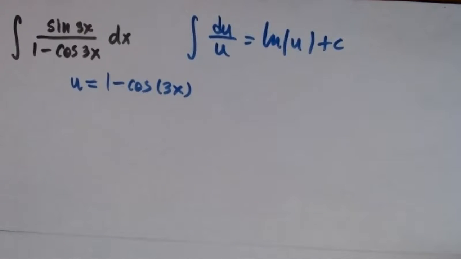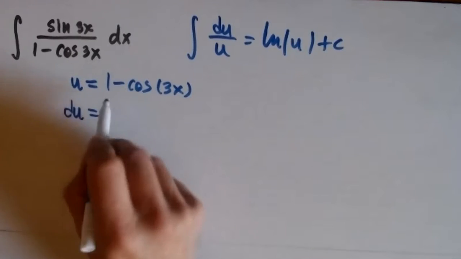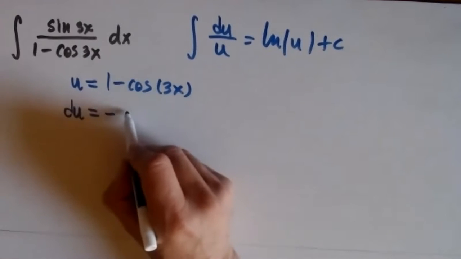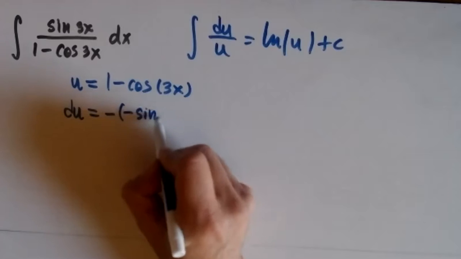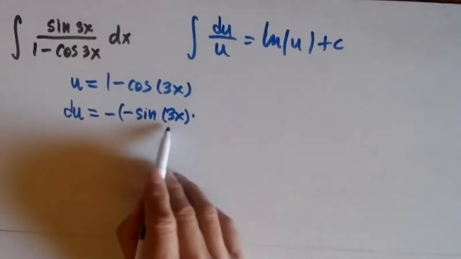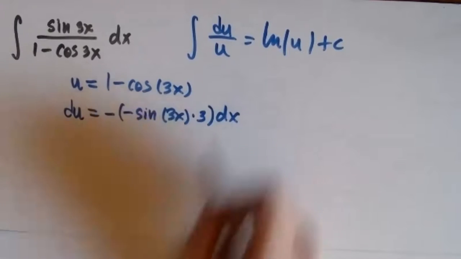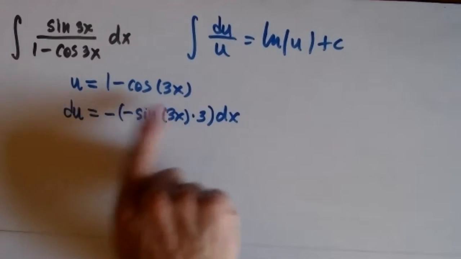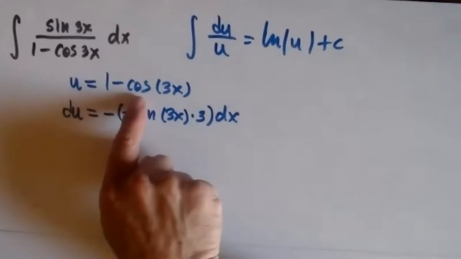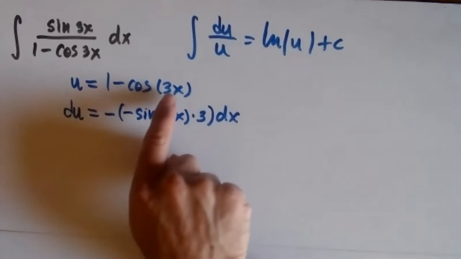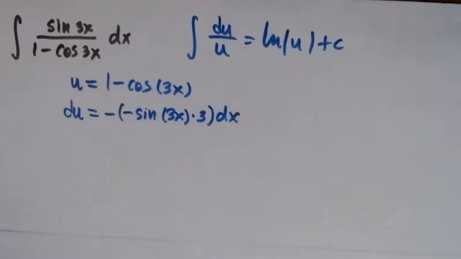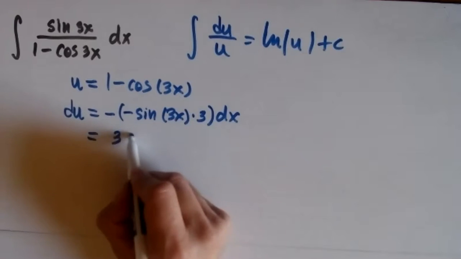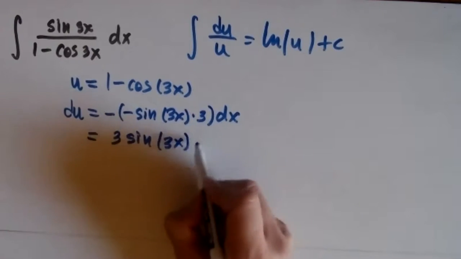Now, the du. Du is the derivative of this expression. Well, the derivative of the 1 is 0. The derivative of the cosine is negative sine of 3x times the derivative of the 3x, 3, everything times dx. Remember, derivatives are given, it is given that you know them. So the derivative of this cosine is negative sine, and the derivative of this 3x is 3. That's why I put the 3. Okay, now this is negative times a negative, positive. I put the 3 at the front, 3 sine 3x dx.